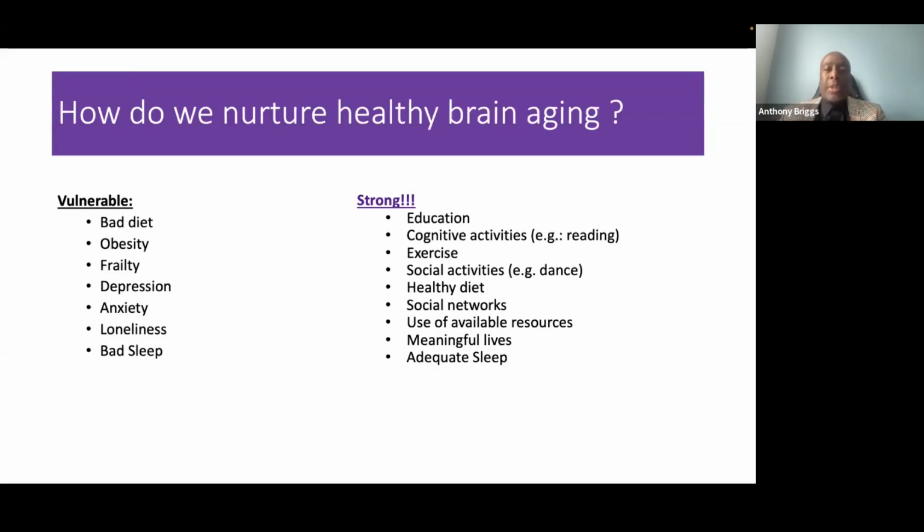So how do we nurture healthy brain aging? Well, the ultimate goal is to do that, and there are some protective factors that help with that: cognitive education, cognitive activities, things like reading, exercise, social activities, health, diet, social networks or social connections, use of available resources, living purposeful lives, and getting an adequate amount of sleep.